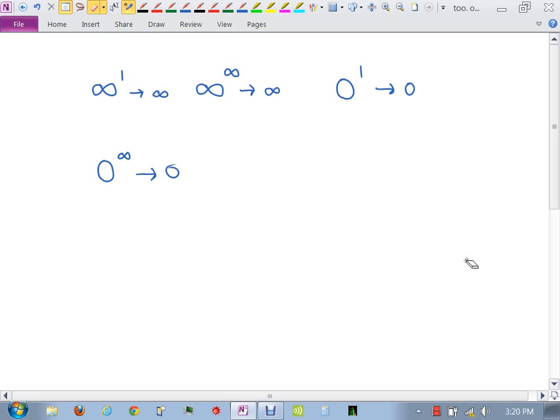So all these in blue here are not indeterminate forms. These are things we know the answer for. We already knew this. Infinity times infinity is infinity, right?